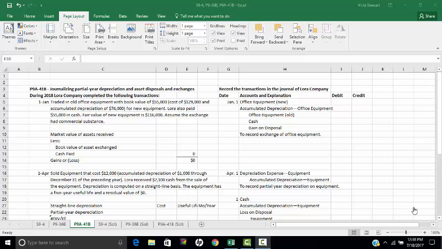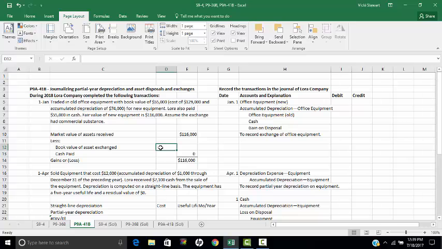So before we can record this transaction, we need to determine whether or not Laura Company has experienced a gain or a loss on the exchange of this equipment. So we start out with the market value of the assets we received, or the new equipment, which the problem tells us is $116,000. Then we're going to subtract from that the value of what we gave up.